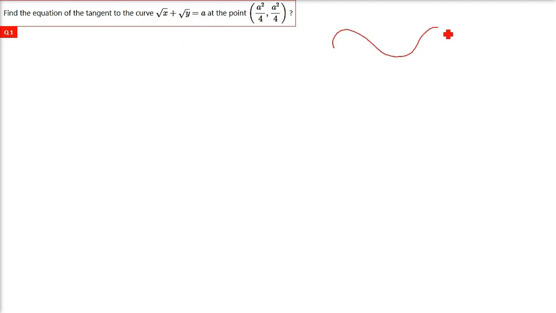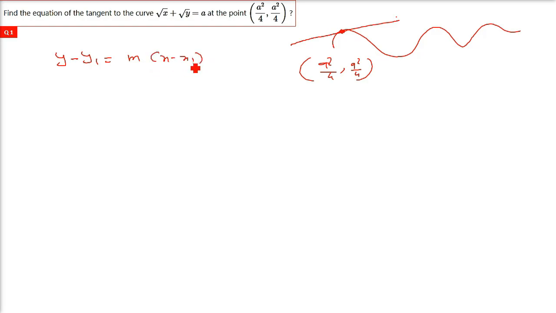So there is a curve here and this is a tangent we are drawing. Now this point is a square by 4 and a square by 4. So this point, they are equal, and they are x and y, or you can call it as x1 and y1. So this tangent equation is to be found out. So what is the equation of the line? y minus y1 is equal to m(x minus x1). x1 and y1 is already given to us.